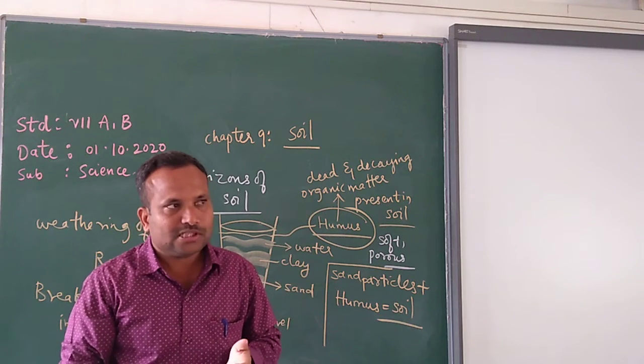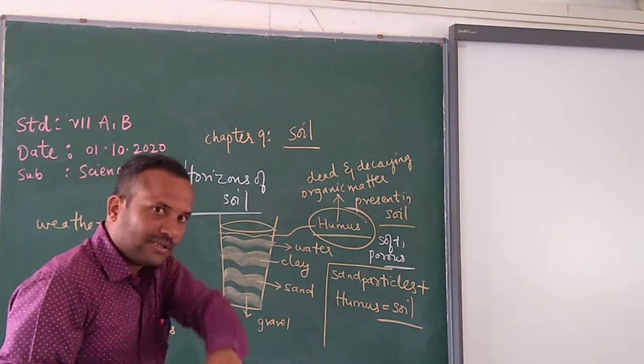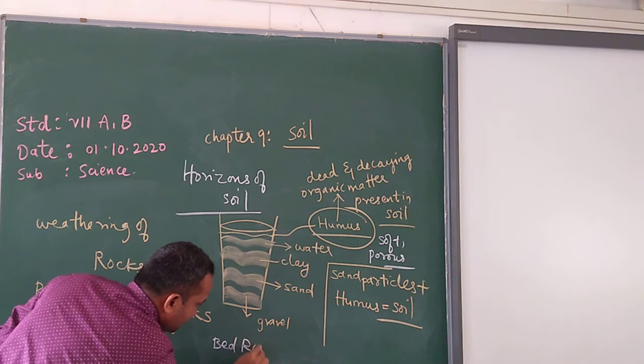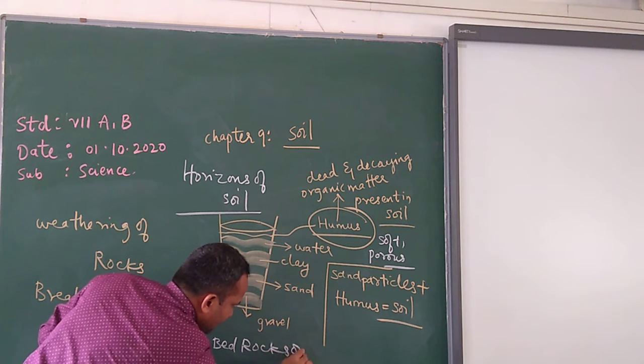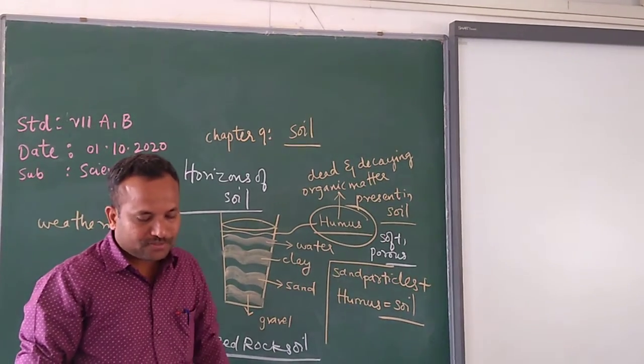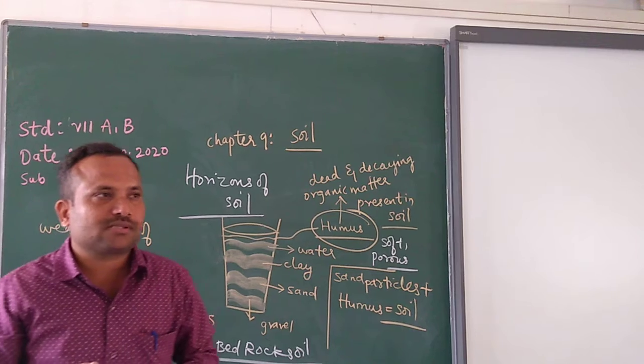Then below this there is one more layer, children. Below the third layer, down there, we find the bedrock. We find the bedrock soil. Children, bedrock means lots of rocks are there, compact rocks. Okay.